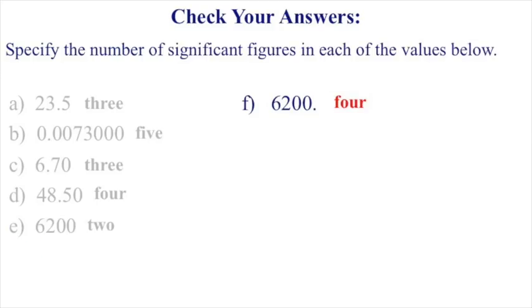In part F, we have the same 4 digits as we had in part E, 6200. However, in part F, the decimal point is present. Therefore, we start inspecting the number from left to right. We start counting at the first non-zero number and count every number, including zeros, after that. This number has 4 significant figures.